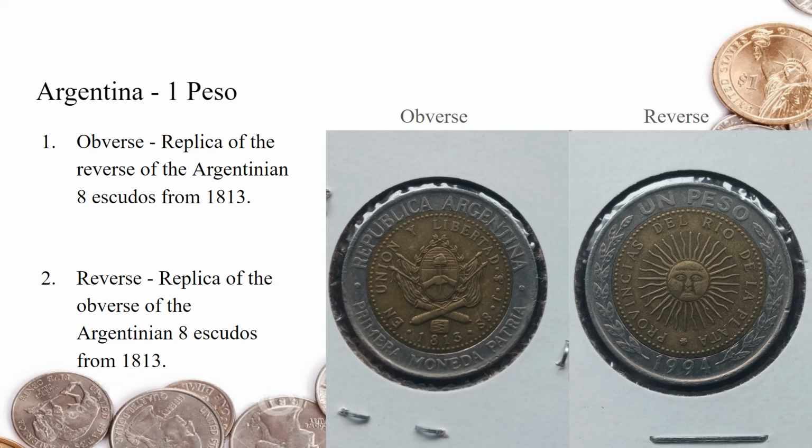The obverse side of this coin, as you can see kind of in the middle of the screen here, is indicative of Argentina's national arms. In essence, it's basically their state seal.